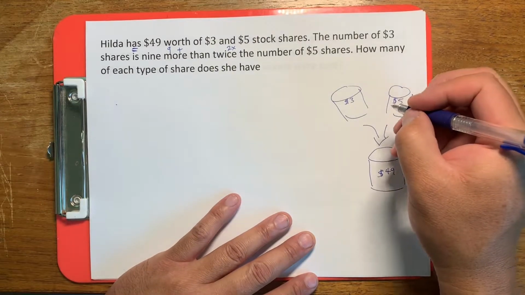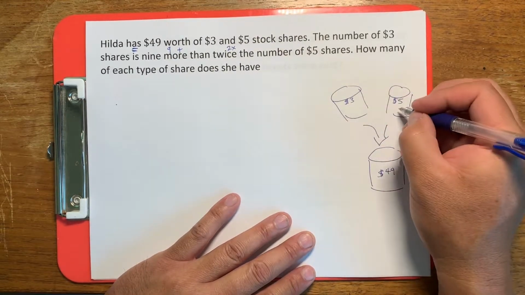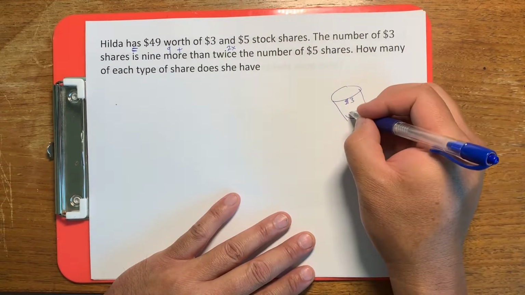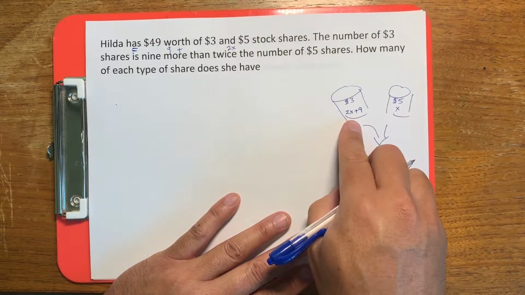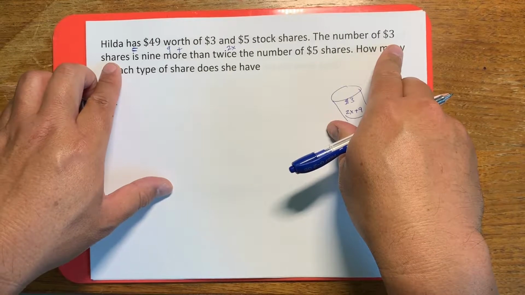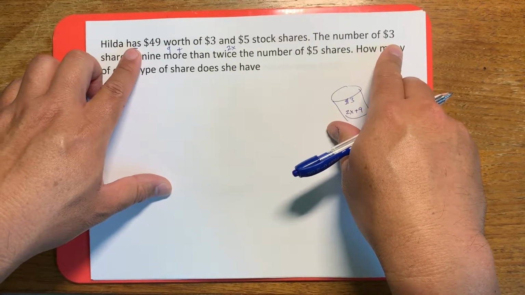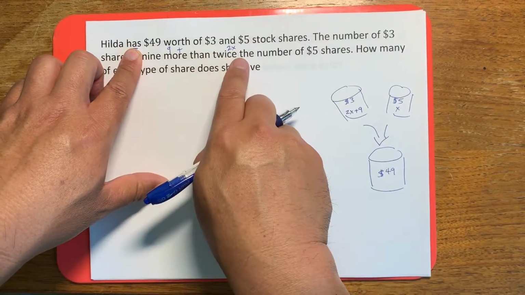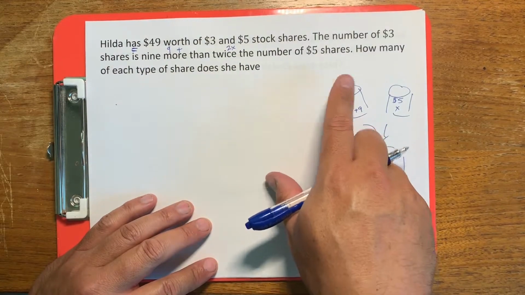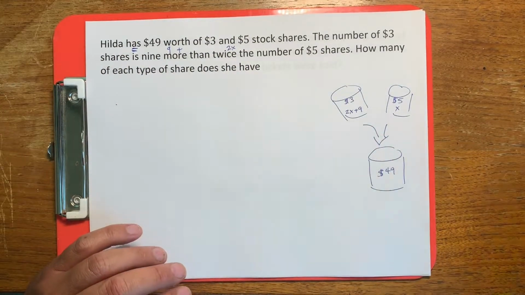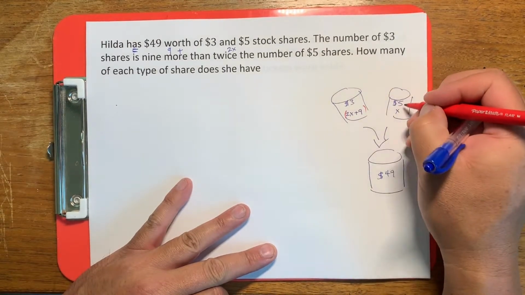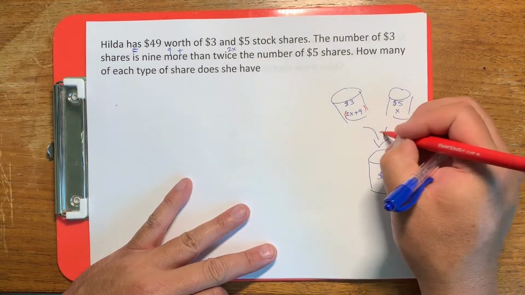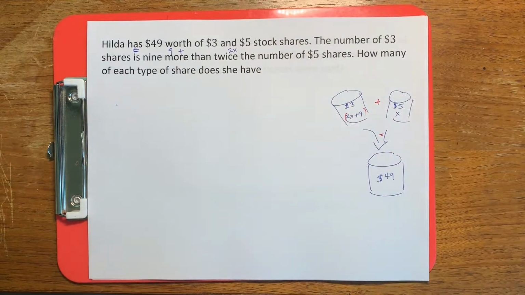So we have x of these and 2x plus 9 of these, right? We're saying the number of $3 shares is what's equal to 9 plus 2x. How many of each type of share does he have? Well, let's do the same thing we do. This times this times this is equal to 49.